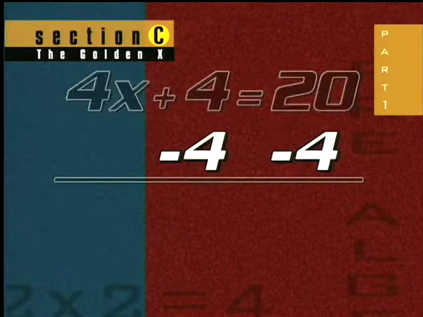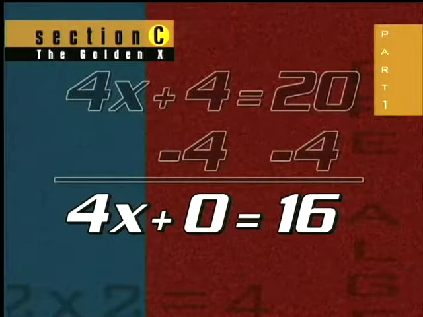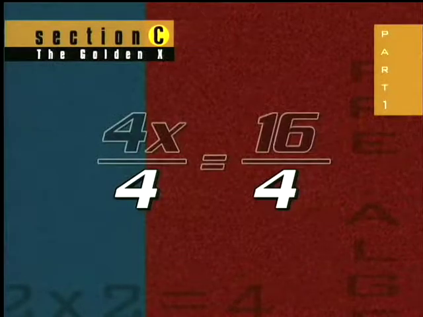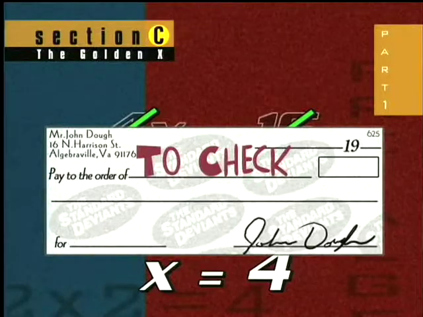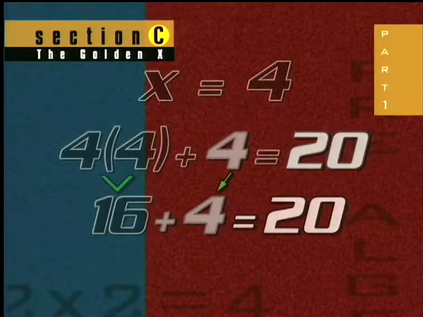Another similar example is 4x plus 4 equals 20. In this case, we subtract 4 from both sides first, giving us 4x plus 0 equals 16, or more simply, 4x equals 16. The next step is to divide each side by 4, which gives us our final answer of x equals 4. To check, plug in 4, and we've got 4 times 4 plus 4 equals 20, which gives us 4 times 4 equals 16 plus 4 equals 20.